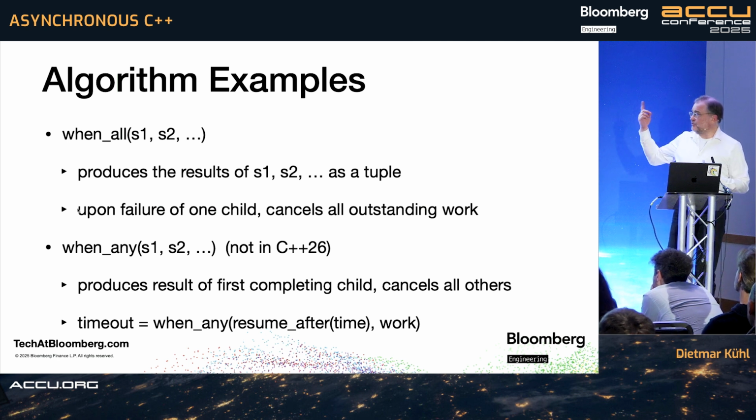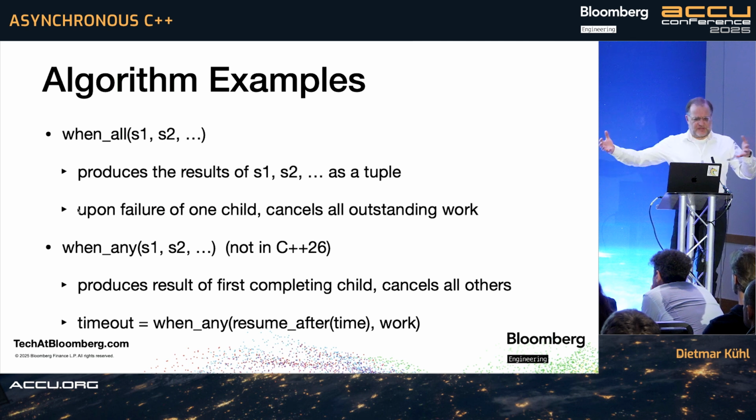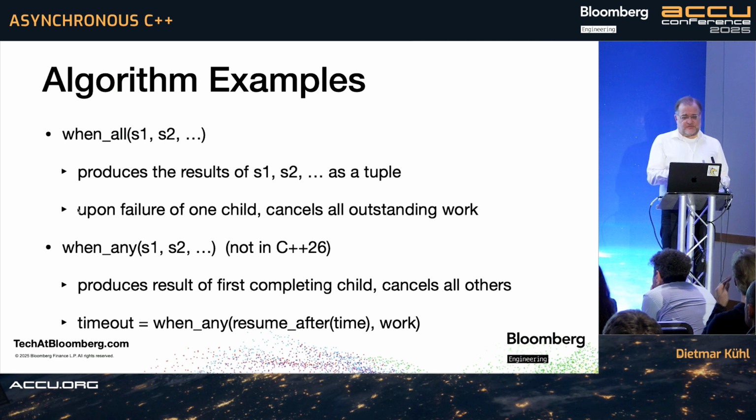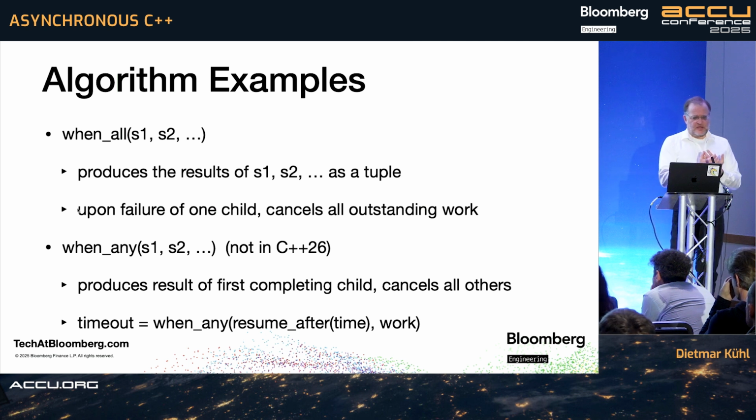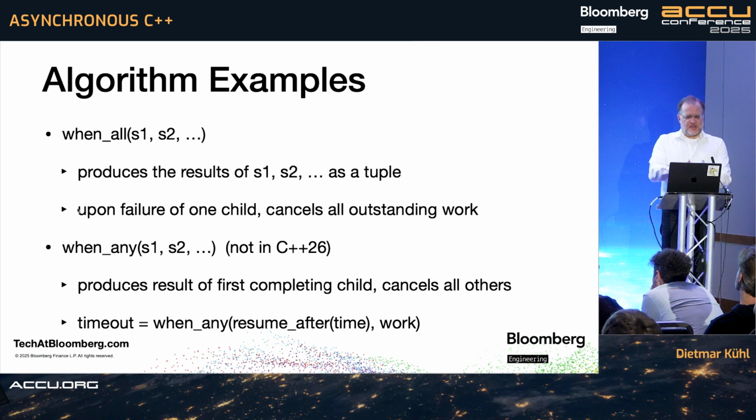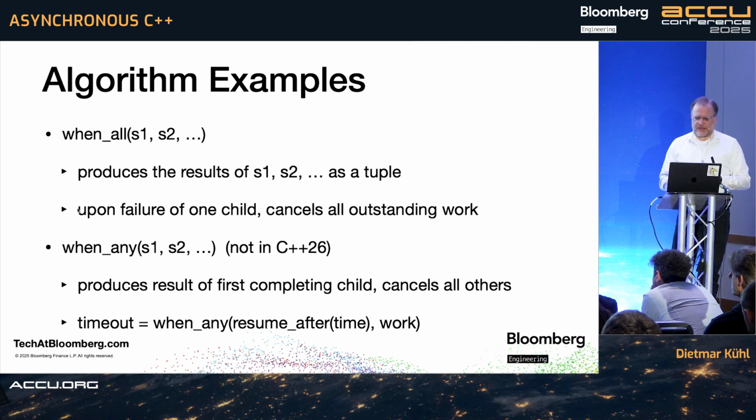So when_all with multiple senders creates a sender which, when started, produces the results of all the senders. It basically returns a tuple of all the results. The other thing it does: if one of the children fails, meaning set_error or set_stopped is called, it cancels all of the outstanding work. And this is really nice. If I want multiple long-running things done concurrently, you just call when_all and it just happens.